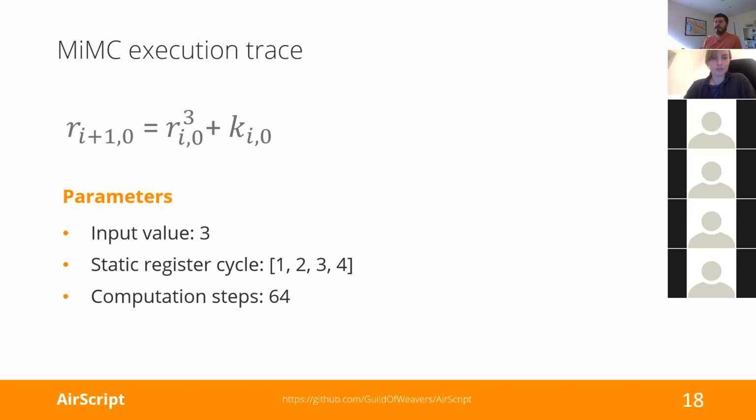And we're going to have a very short computation. It's going to be 64 steps. And then we're going to use a very small field. It's going to be a 32-bit field. For STARKs, actually, the size of the field doesn't matter that much. You can have a 32-bit field. You can have a 256-bit field.